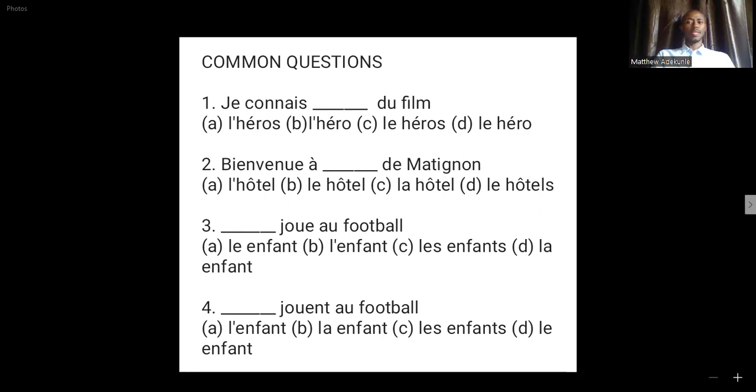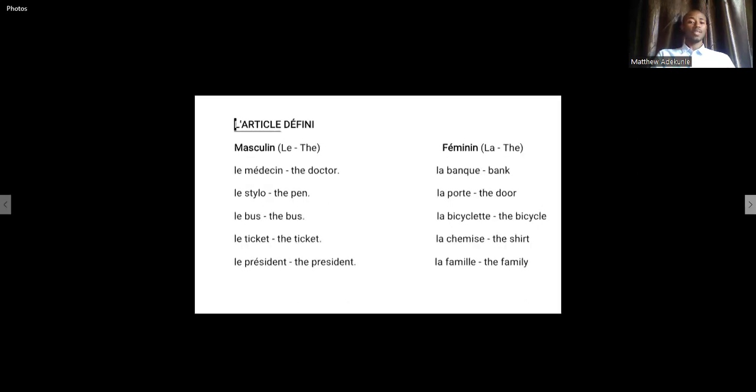Now, for you to get this well, you need to understand the basics of l'article défini. And don't forget that these questions are formed basically from exceptions which your exam or your test will be focused on. Okay, for l'article défini in French, we have masculine and feminine. But before we go there, you need to understand that in English, we have just THE, the definite article. And as the name implies, it's talking about a noun that is definite, something that you can see, that you are aware of.